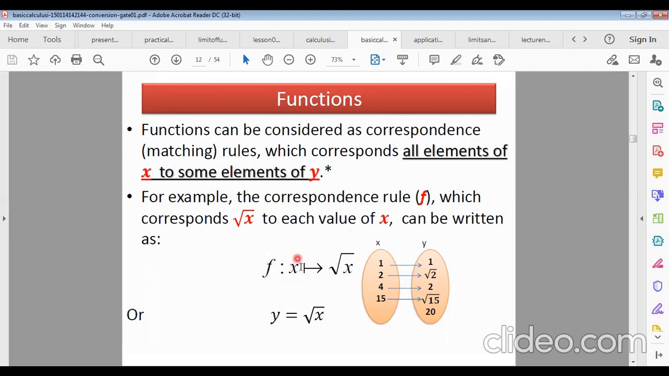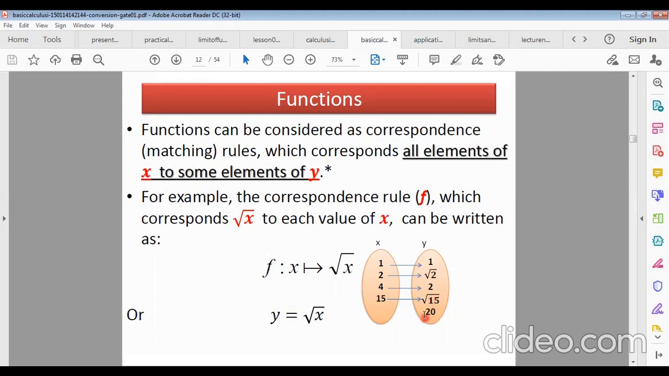Here x is the domain and root x will represent the range. Remember it. Suppose we are taking x values 1, 2, 4, 15, etc. If x equals 1, y equals 1. If x equals 2, y equals root 2. If x equals 4, y equals root 4, which means 2. If x equals 15, then y equals root 15.